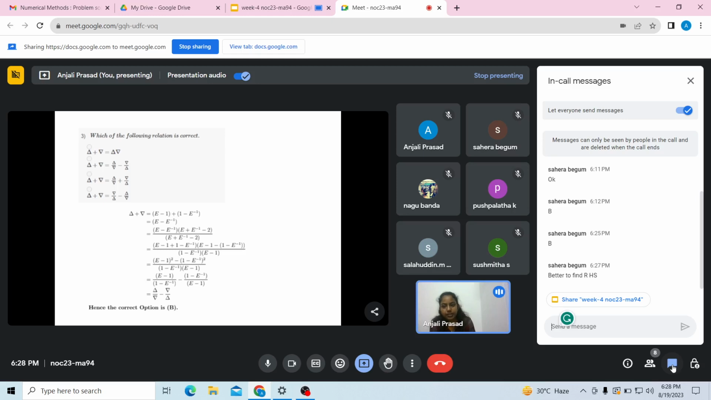Yeah, you can find RHS also. Anyway, from any side you can do it, but in terms of RHS you will have to solve each option, right? You have to check A, B, C, D, all the options. You can go either way. Which one is preferable to you?